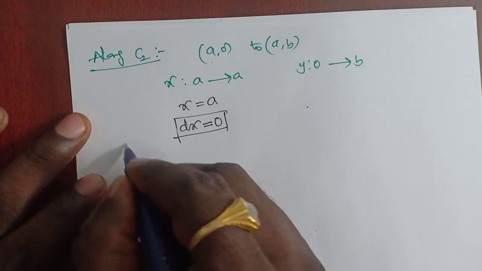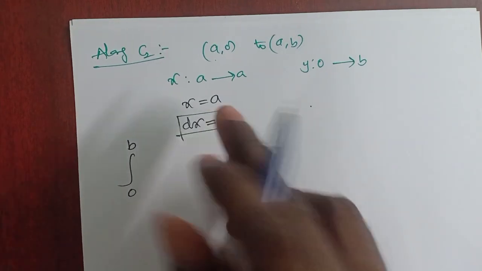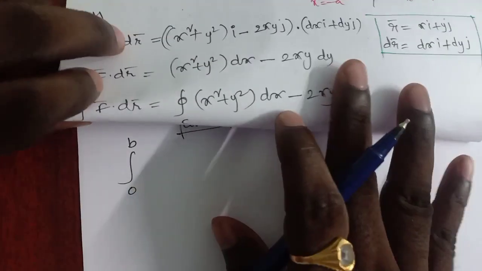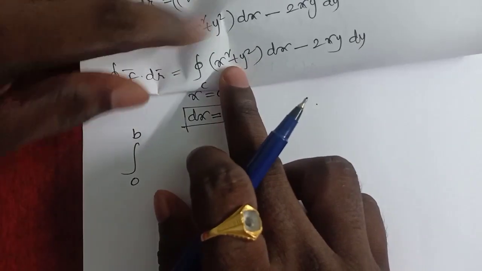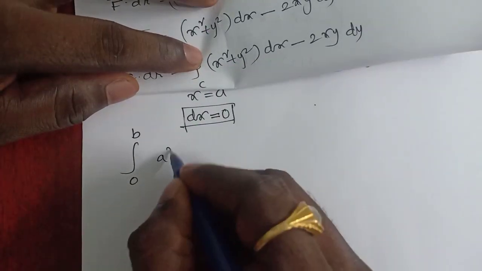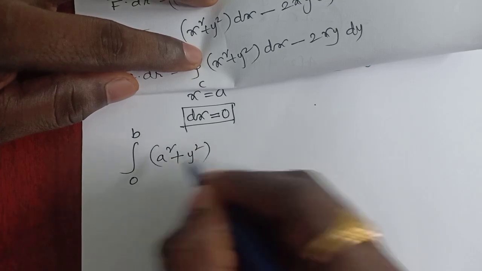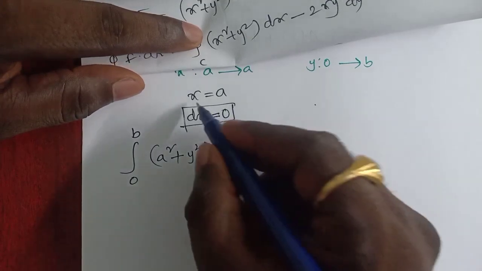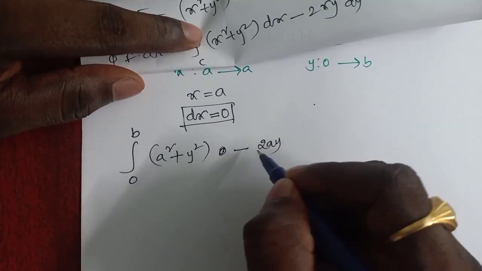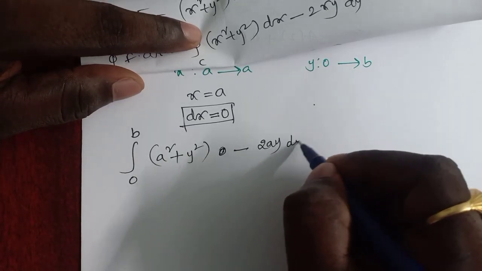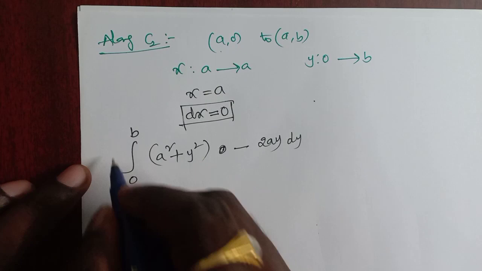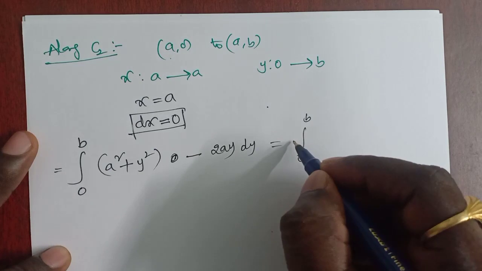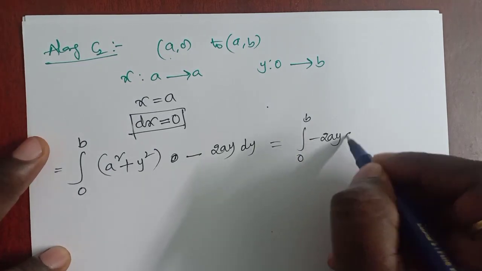Coming to the line integral 0 to b, x is what? A. So we have x is what? A. So it is a square plus y square into dx. Dx is what here? 0 minus x is what? A. So 2ay into dy. So clearly 0 into anything is what? 0. So integration of 0 to b, so minus 2ay dy.